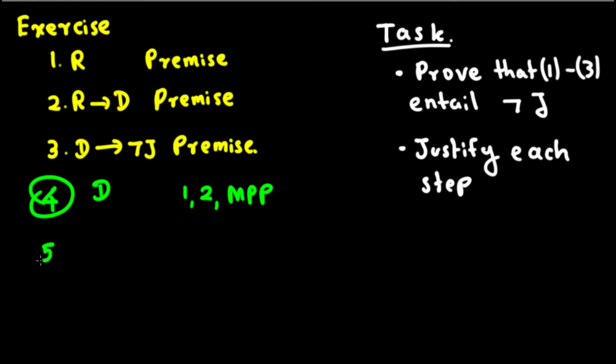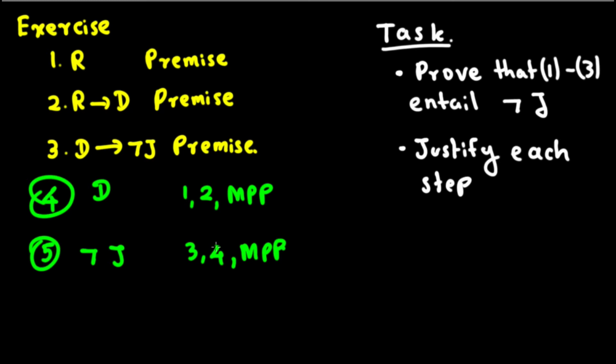That is going to become, like, we have D and D arrow not J. So you can see D goes away, whatever the arrows stick into, that's going to be the final result. So not J is going to be the final result. That's based on 3, 4, and this is modus ponens.